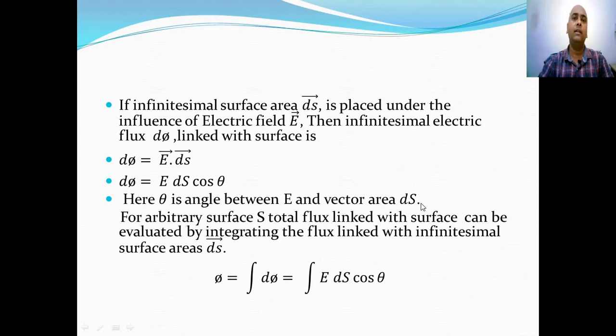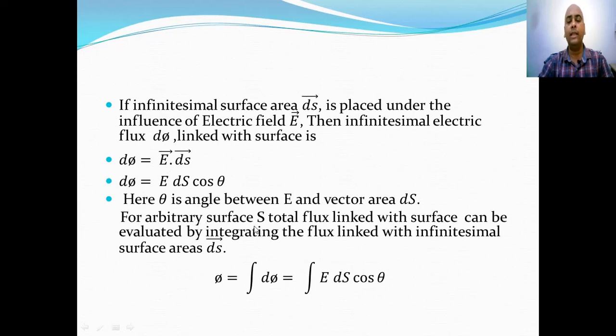Area vector lies in a direction which is perpendicular to the plane of the area. So, if electrical field is in a direction perpendicular to the plane, then we can say that the angle between electrical field and area vector ds is 0. That is, there will be maximum flux out of the area.